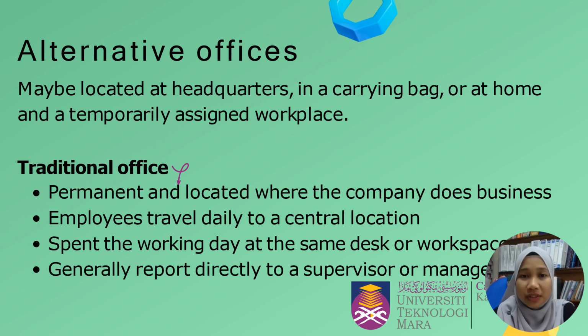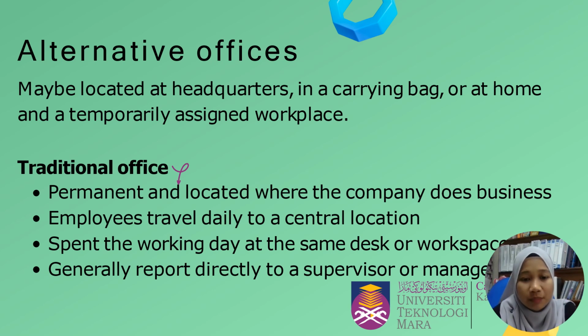First one is the traditional office. A traditional office is permanent and located where the company does business. It is a traditional office where the business does business. For example, your ATM, all the way over there, is permanent and located where the company does business. So this is what we call a traditional office.